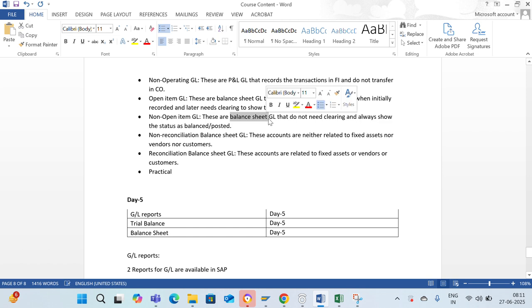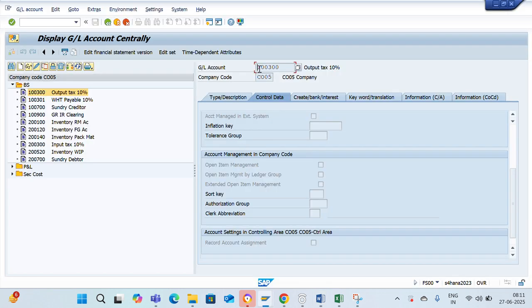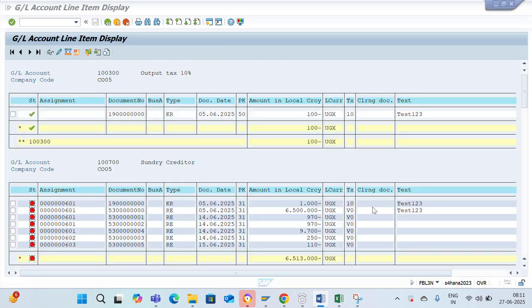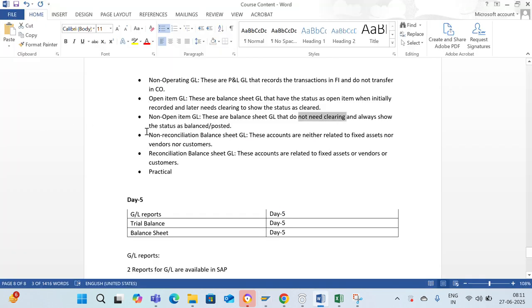They are also part of balance sheet GLs and they do not need clearing. Let us see an example of this. When any GL account doesn't have this check mark, that means it is a non-open item GL account. During the initial posting, it will have the status as balanced or posted, a simple tick mark, and this will not require clearing. So now we are clear about the open item GL account and non-open item GL account.